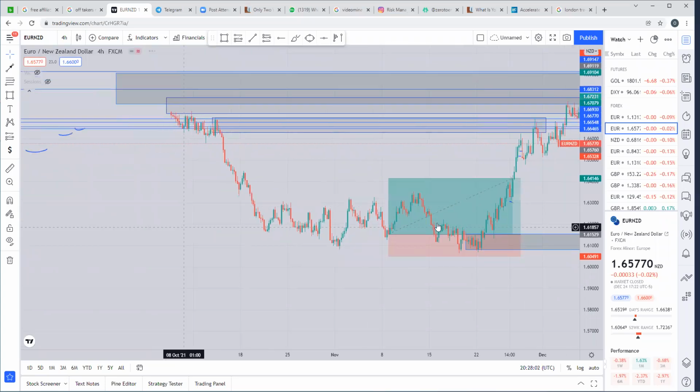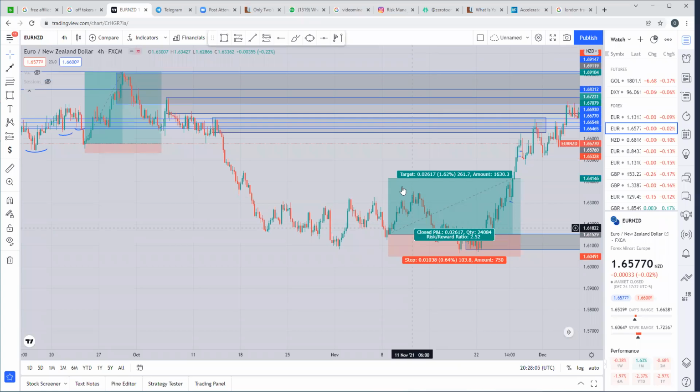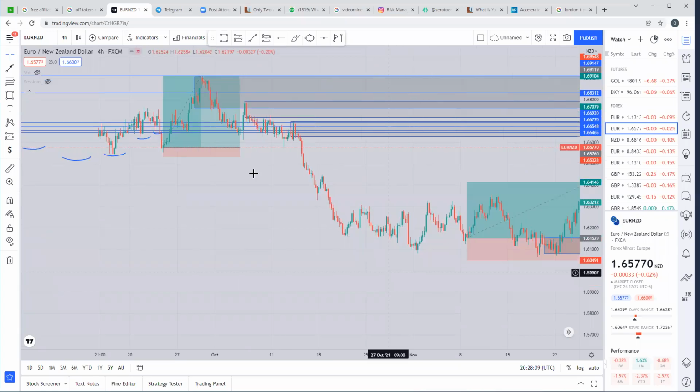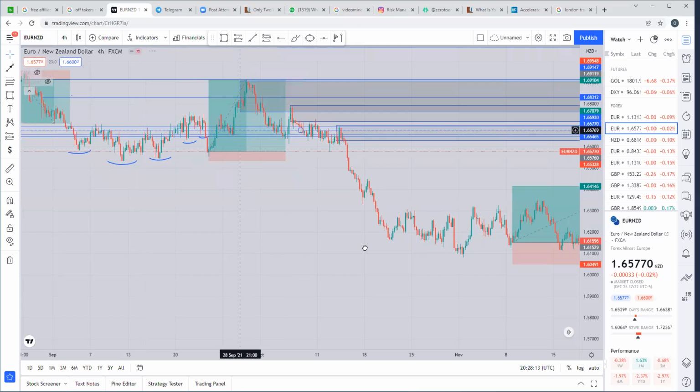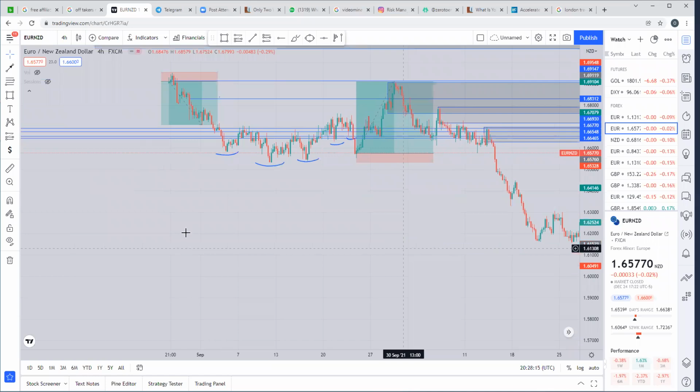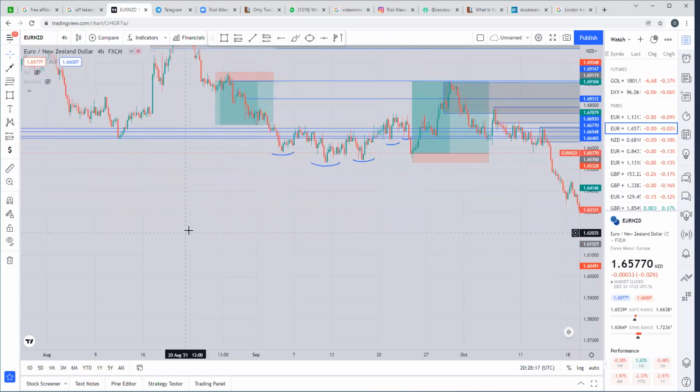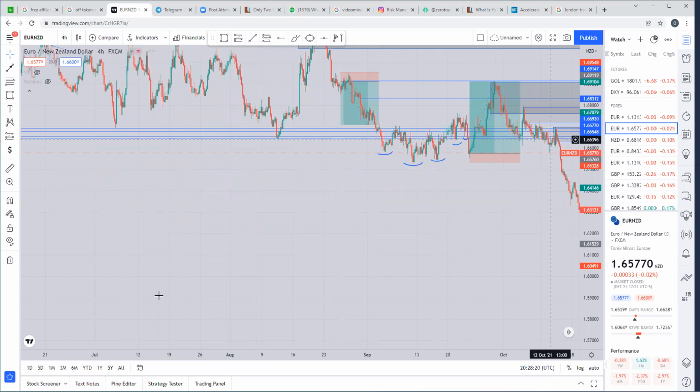This is like a 1:2.5 risk to reward ratio, and this one was lesser. This one was a 1:7 risk to reward ratio. Okay, don't mind all my lines. You will understand why I have them later on.